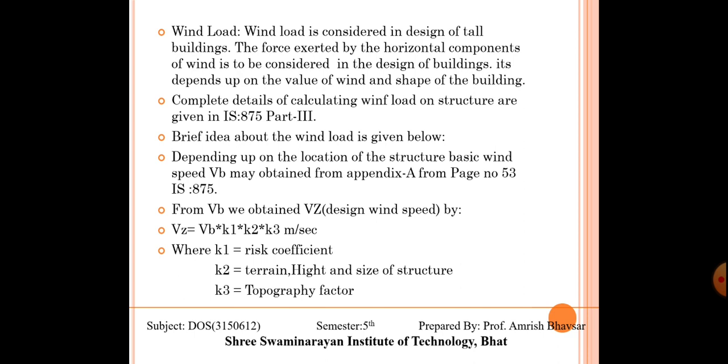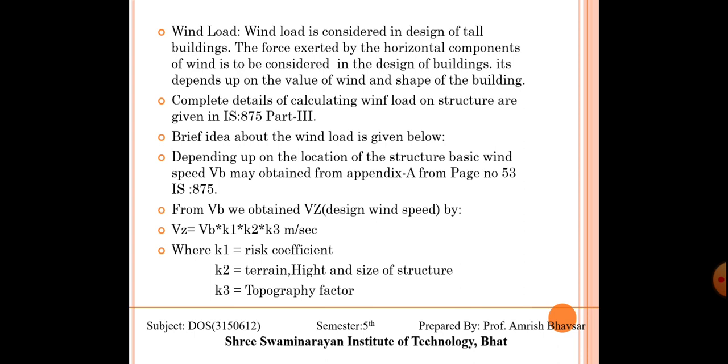A brief idea about this wind load is given below. Let me explain. Depending upon the location of the structure, the basic wind speed Vb may be obtained from Appendix A, which is given on page number 53 of this code. Suppose I am talking about Ahmedabad, then Vb for Ahmedabad is 39 meter per second. Now, from this basic speed, we have to calculate the design wind speed for a particular location of the structure. Means we have to calculate Vz, and Vz is equal to Vb into K1 into K2 into K3.